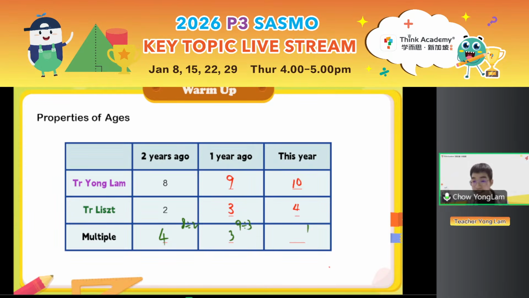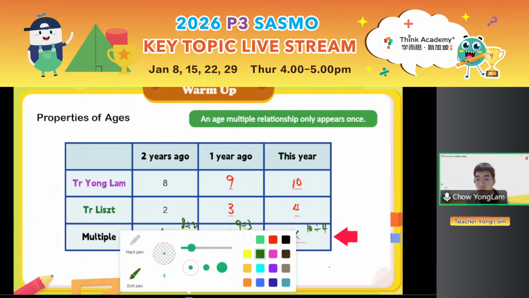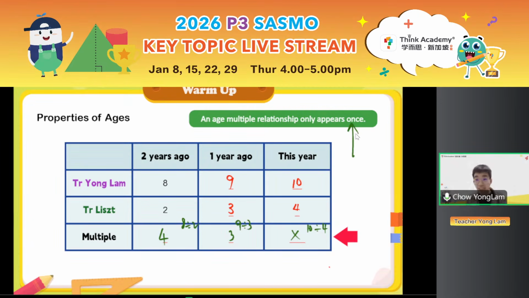Then when it comes to this year, 10 divided by 4, you will see, there's no multiple relationship at all. It's not even a whole number multiple relationship. 10 cannot be divided by 4. You can say 2.5, but it's not a whole number. So let's observe. Will the multiple relationship ever repeat? Can I say this year is 4 times, next year is also 4 times? Cannot, right? The key point here is an age multiple relationship will only appear once. So when you see a multiple relationship, it is only restricted to that year only.